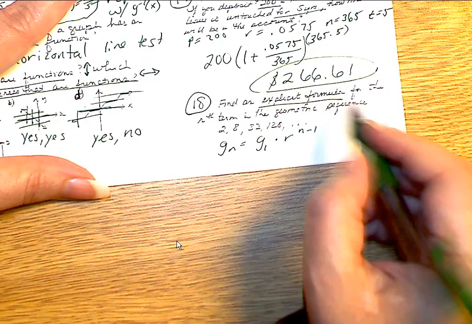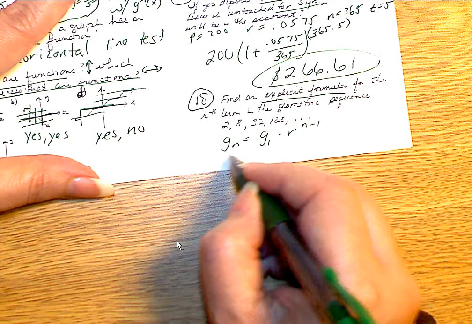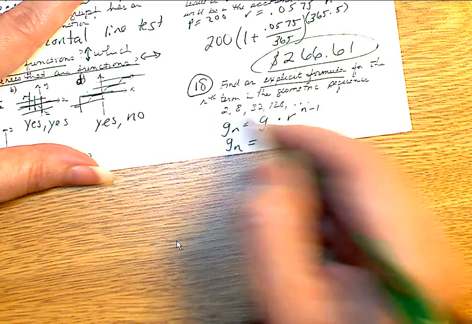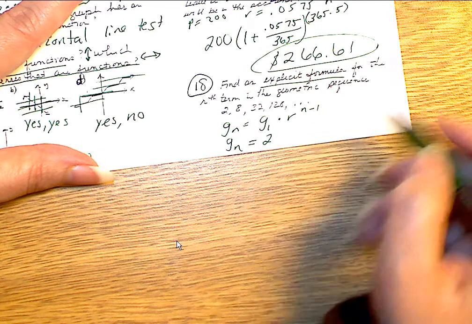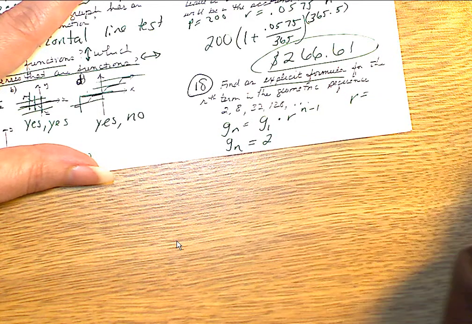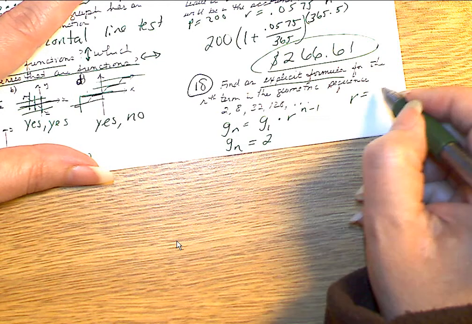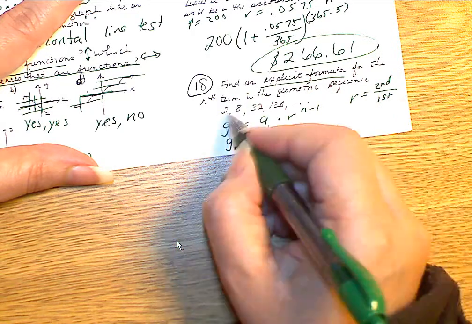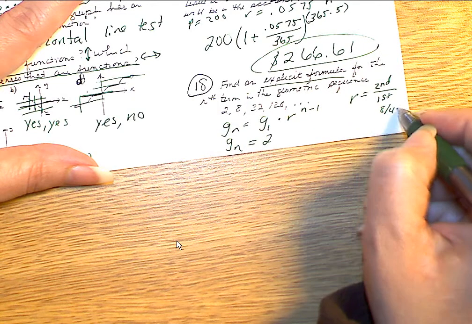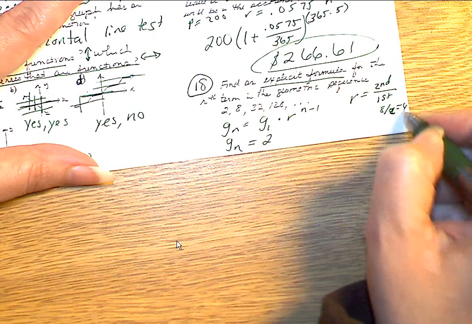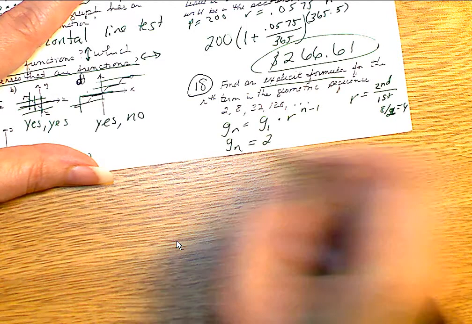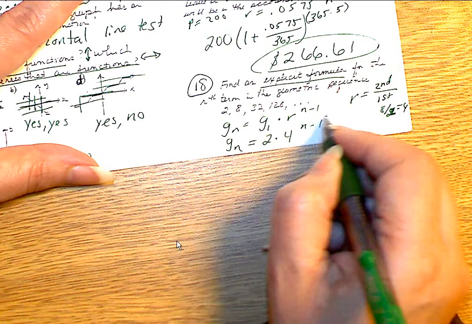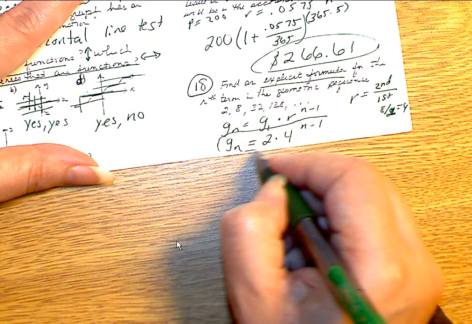So we're looking for a formula, so you want to keep G of n is equal to your first term, so it's 2. How do I find R? R equals what? Second divided by first. So it's 8 divided by 2. So it's 4. So 8 divided by 2 is 4. So it's times 4 to the n minus 1. So there's your answer.